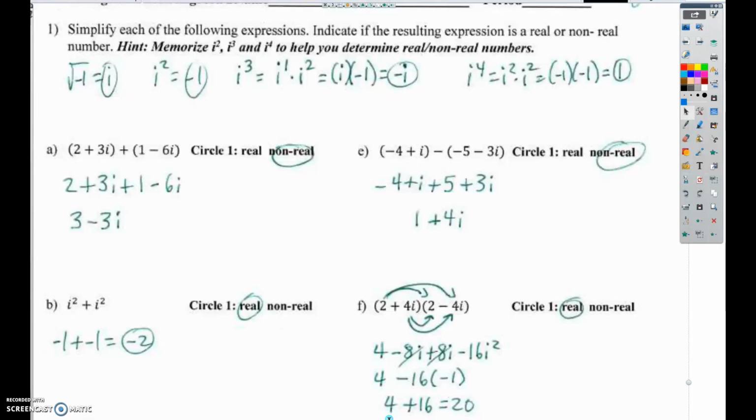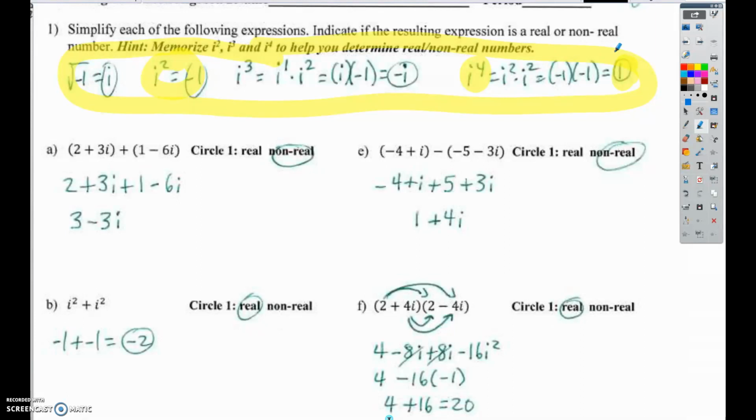Okay, class, this is just a very quick progress check review for quarter two. The progress check is tomorrow. I'm on page 1. And remember that I asked you all to memorize all of the i's from i to i to the fourth, mostly because i squared and i to the fourth have real numbers.